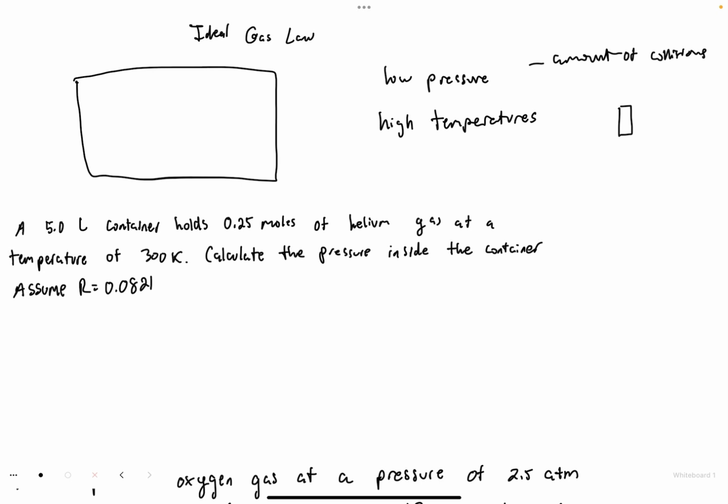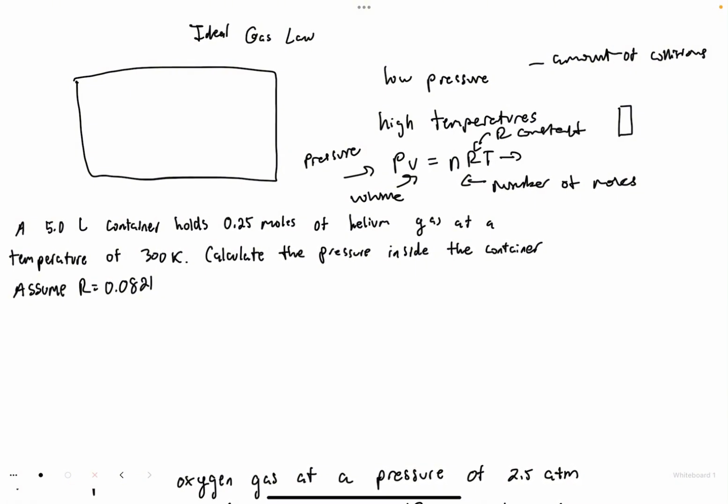And so the ideal gas law equation is going to be pressure times volume equals nRT. So P is pressure, V is volume, n is the number of moles, R is the gas constant, and T is temperature.